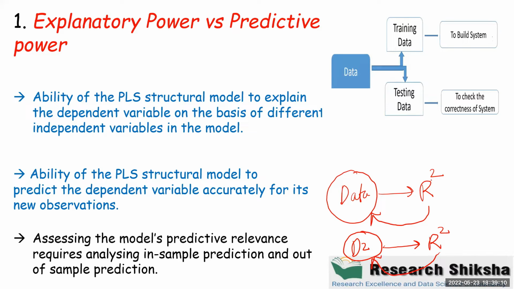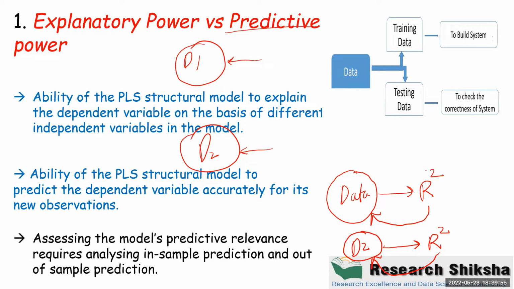So the problem is that R square is explaining the explanatory power of that data on which you are building the regression model. This is the problem of explanatory power. I want to know that if you make a model on this data 1, how good is the model on data 2? So my question is, how good is my model, which is built on data 1, for data 2? That is called predictive power. This is the basic difference between explanatory power and predictive power.